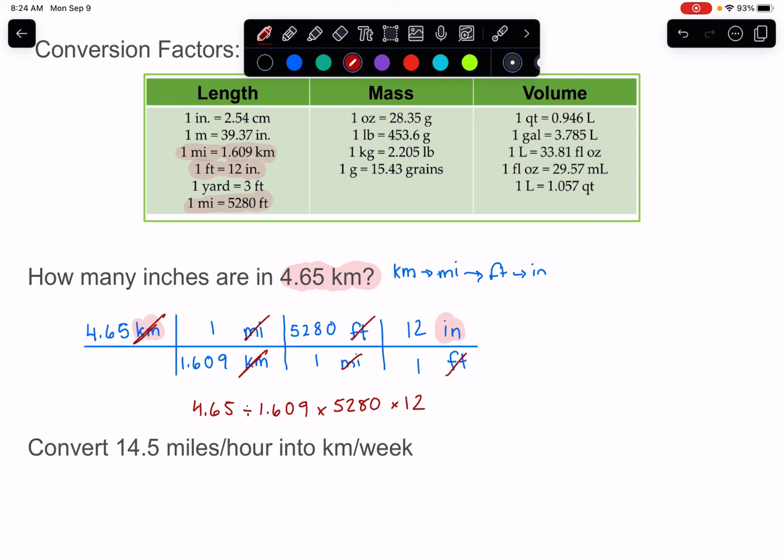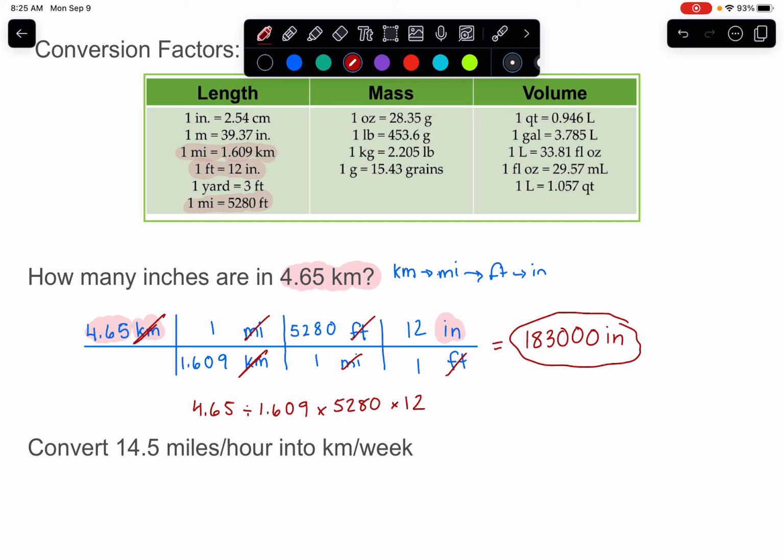And what I got was 183,110 inches. As far as significant figures go, I just round based on that first number that I had, 4.65. So I'll just say 183,000. Like that. And that would be the final answer. Okay, so that's how you set these up.